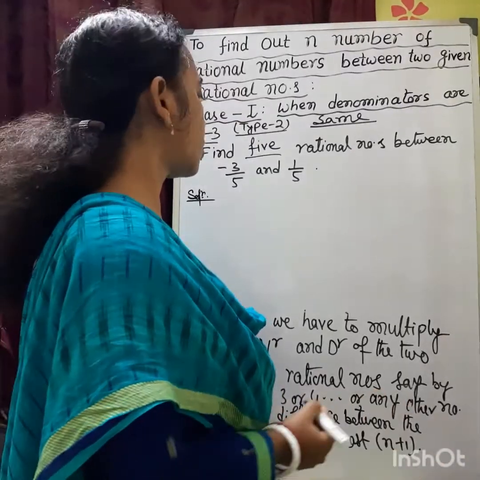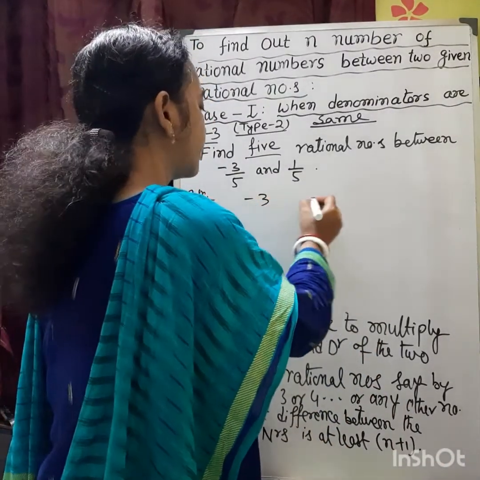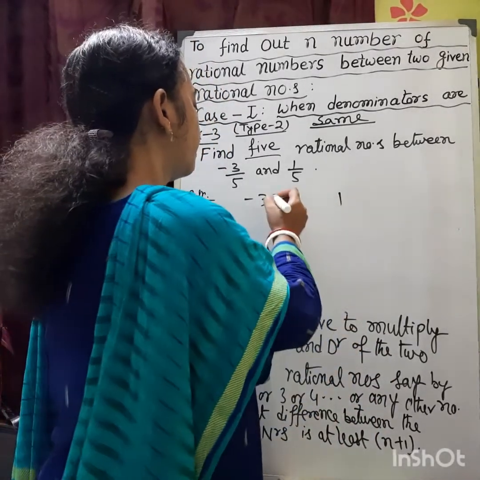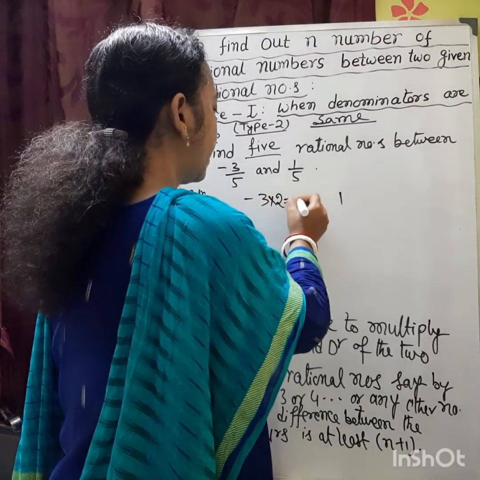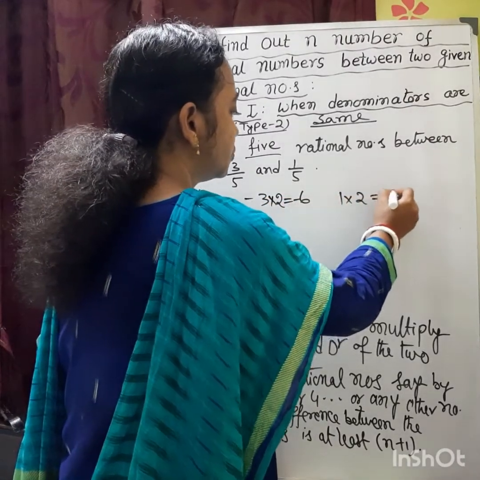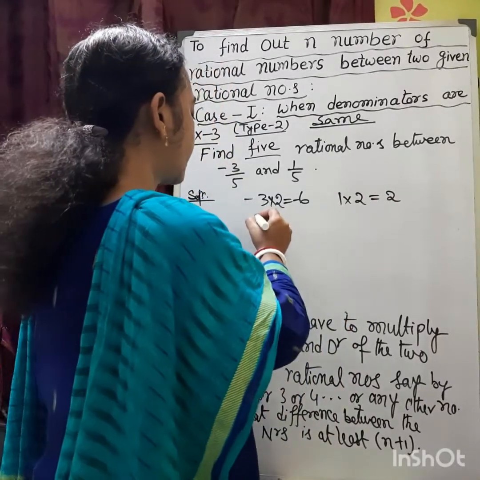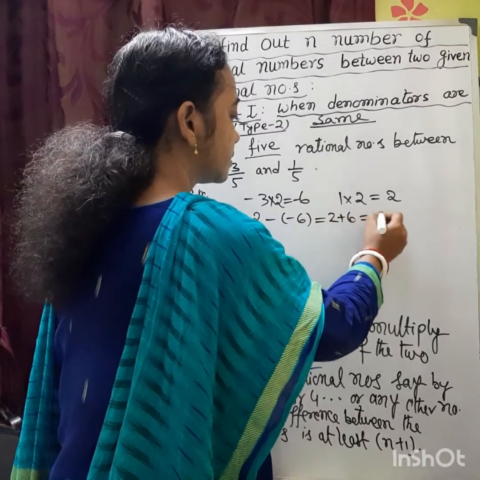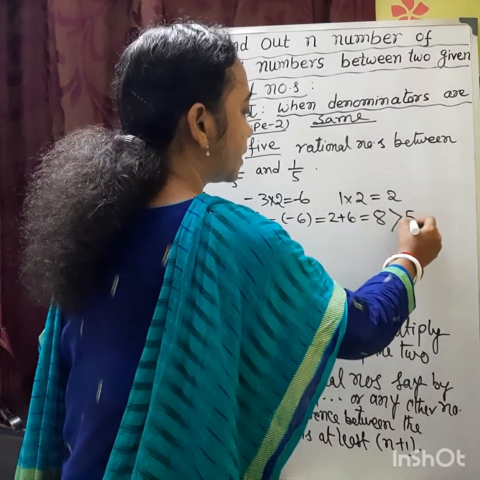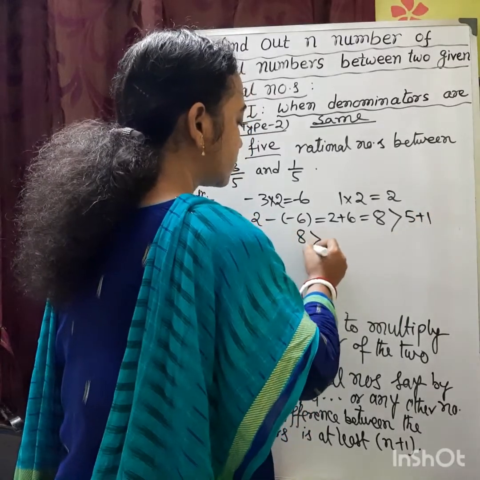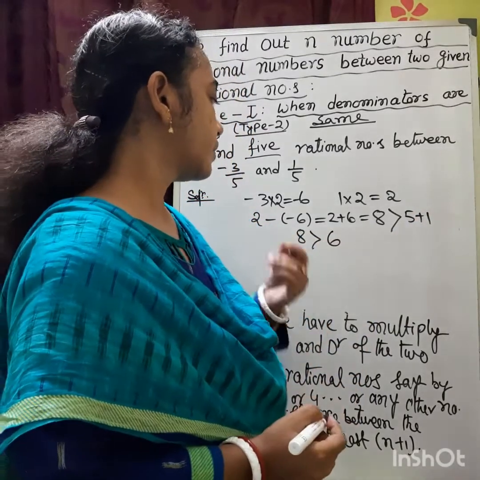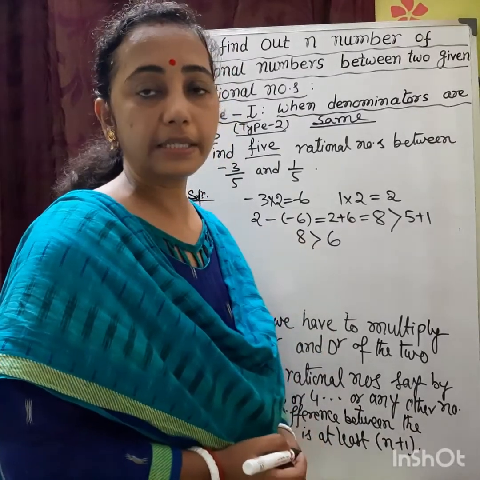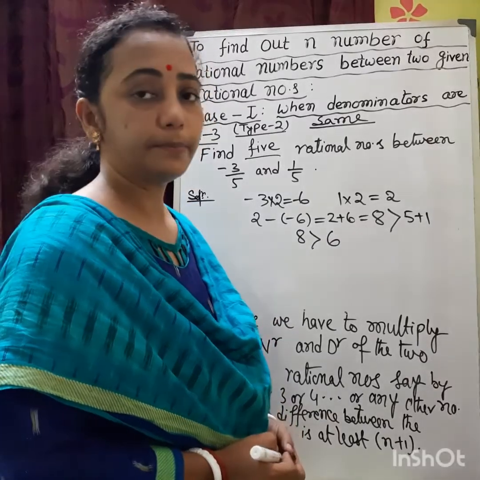Now the numerators of the given rational numbers are -3 and 1. If we first multiply these numerators by 2, we get -6 and 2. Now the difference between them is 2 minus -6, that is 2 plus 6, which is 8. This is greater than 5 plus 1, that is, 8 is greater than 6. So here the difference between the numerators is greater than n plus 1.